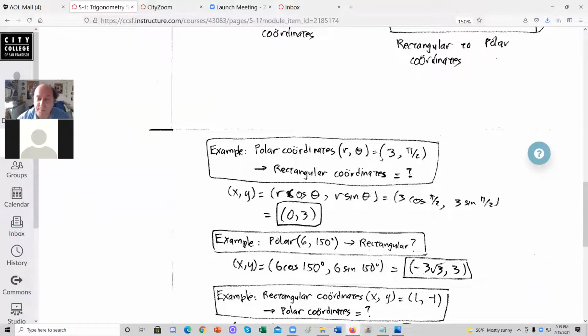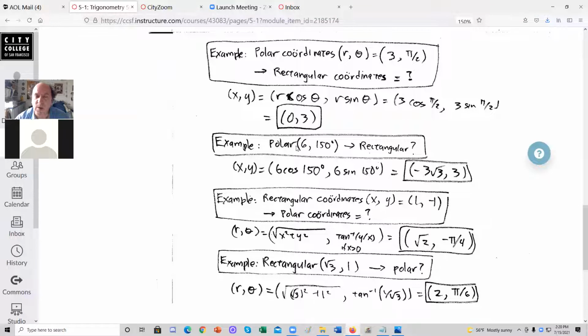For example, if you have polar coordinates 3 out and pi over 2 around, what are the rectangular coordinates? Well, x by y is r cos theta by r sine theta. That'll be 3 cosine of pi halves by 3 sine pi halves, these being in radians, of course. And with a little bit of computation, it's 0 by 3.